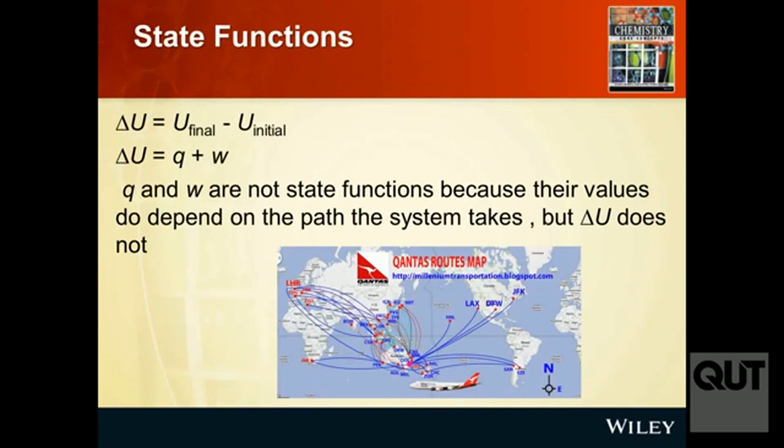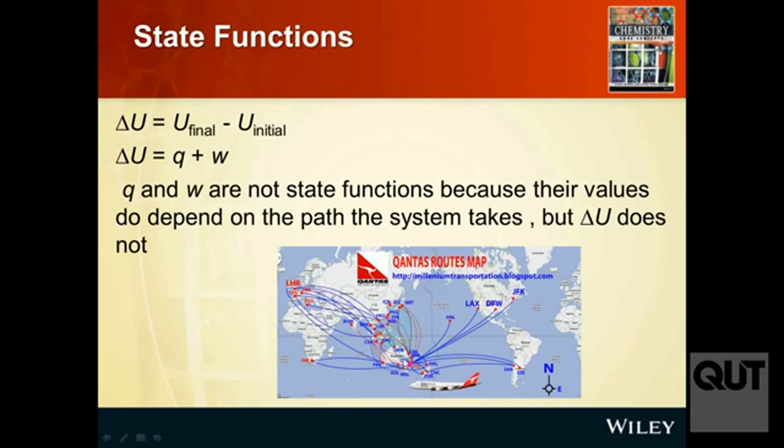Here is another way of looking at it. So delta U, the change in the internal energy, is a state function. But Q and W are not state functions because their values depend on the path that the system takes. To give you an example, say you just woke up one day and you're in Dallas-Fort Worth and didn't know how you got there from Brisbane. You could have gotten there lots of different ways.